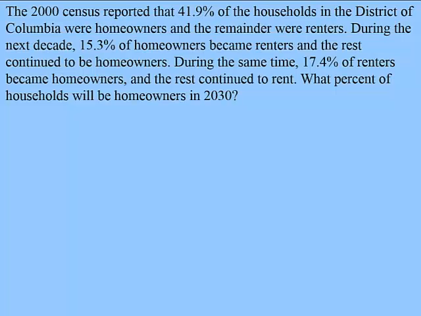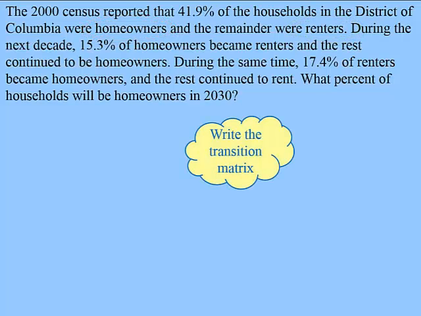Now on this one, we're going to strictly do this with the matrices and not a tree diagram, so we can see what the technique looks like. Now the key to this is to make the transition matrix. So let's see what a transition matrix would look like. We've got 2 situations, those that are homeowners and those that are renters. So here is how we write our transition matrix.